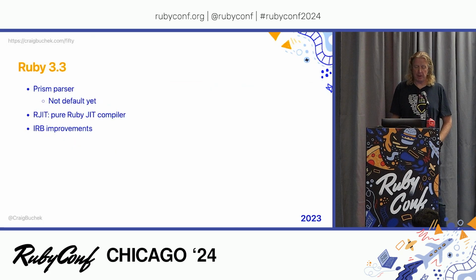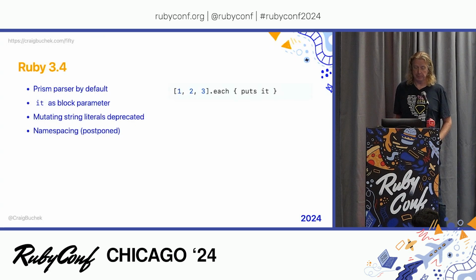Ruby 3.3 came out last year on Christmas Day. The Prism parser was also introduced. It's not the default yet, but it is an option. And yet another JIT, RJIT, which is in pure Ruby, and some more IRB improvements. So this Christmas, Prism is going to be the default parser. And instead of _1, we can use it. And you're like, well, doesn't RSpec use it? Well, there were warnings in Ruby 3.3, and it actually handles all those existing uses because any existing use of it would be a method that takes an argument or a block. So this is just a bare it.